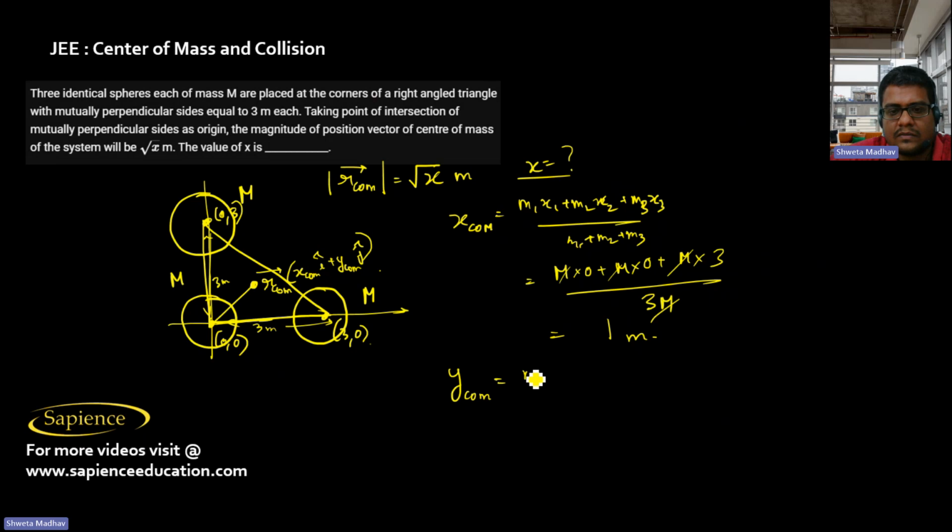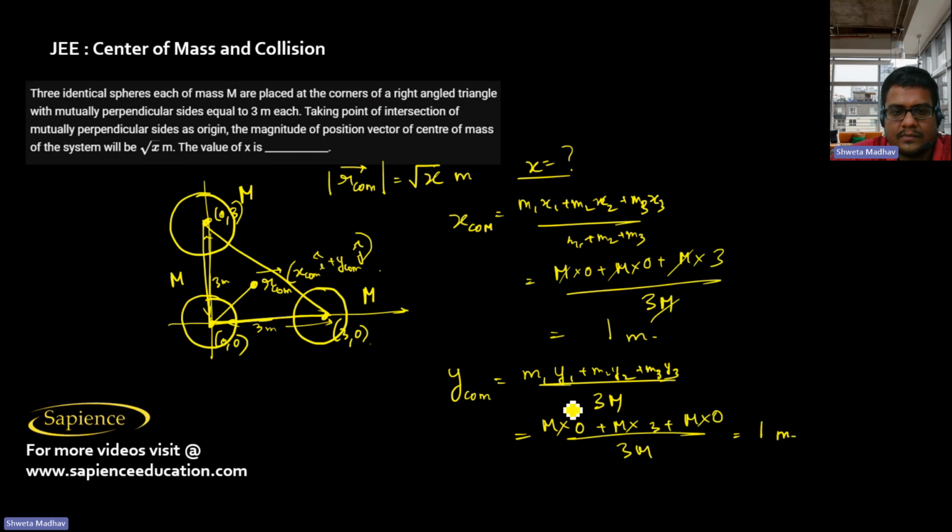So the y coordinate of the center of mass, similarly, will be (m1 y1 plus m2 y2 plus m3 y3) by (m1 plus m2 plus m3), that is 3m. So this will be m into y1, that is 0, plus m2, that is m, into y2, that is 3, plus m3, that is m, into y3, that is 0, by 3m. So it will also be 3m by 3m, that is 1 meter. Therefore the position vector of the center of mass of the system is 1 i cap plus 1 j cap meters.